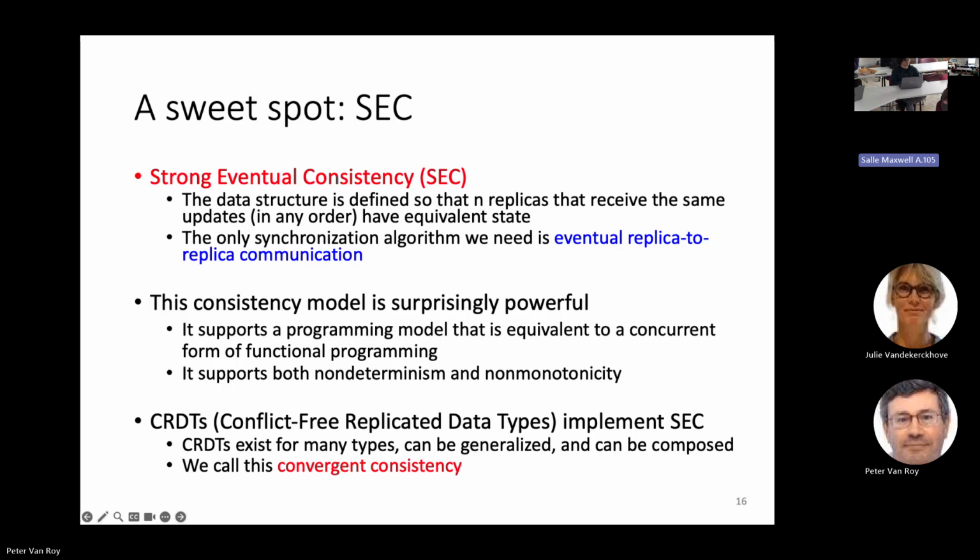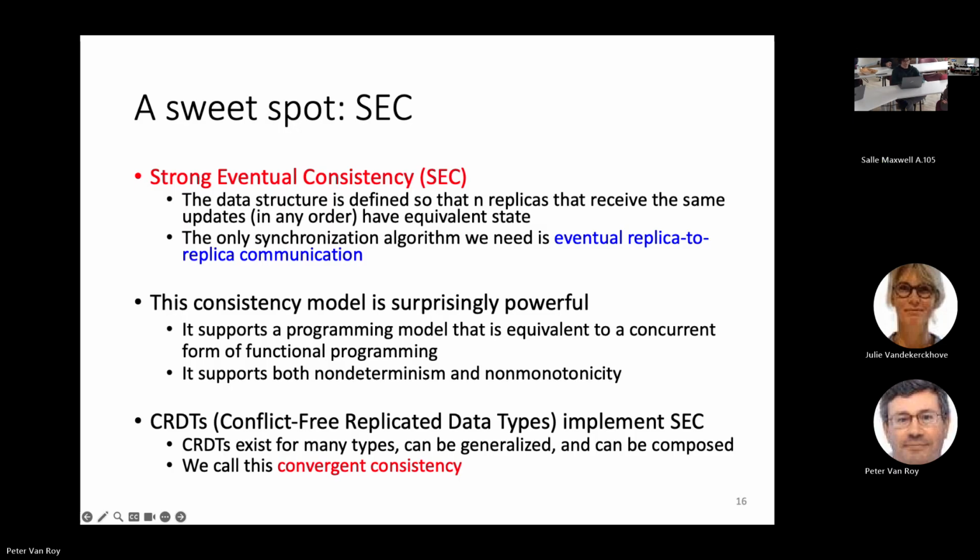And the only synchronization algorithm is replica-to-replica communication. That means the replicas have to occasionally send information to each other. Nothing more than that. So it's a very interesting model, and it's really powerful. If you can implement this, then you actually are programming as functional programming. Distributed systems people don't really understand programming languages, but in fact, programming languages are very important, and functional programming, similar to lambda calculus, is actually very efficiently realizable.